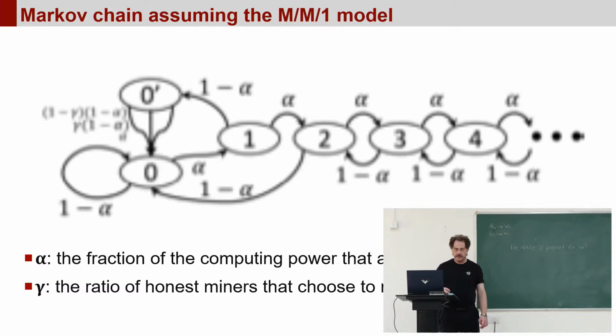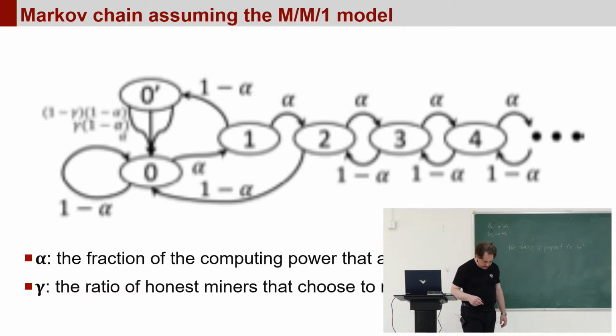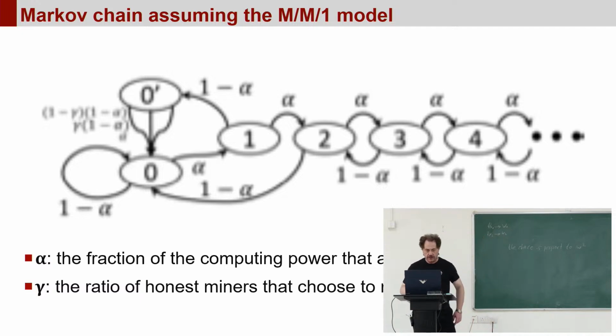So to analyze the performance of the algorithm, the authors built a Markov chain, assuming the memoryless model, M/M/1. And they modeled the performance of the algorithm using 2 variables. Alpha is the fraction of the computing power that a selfish miner possesses. And gamma is the ratio of honest miners that choose to mine on the pool's block.